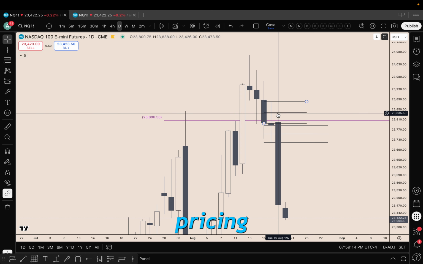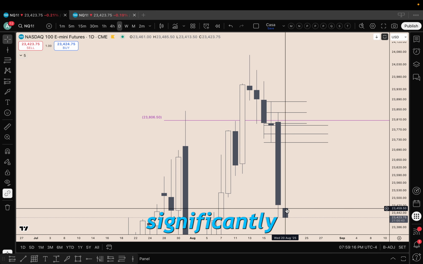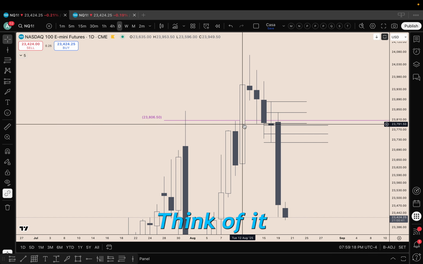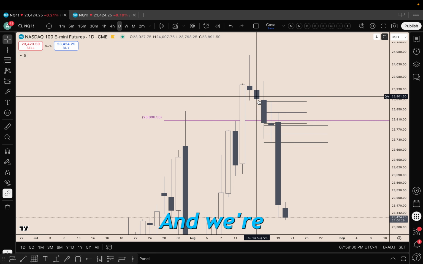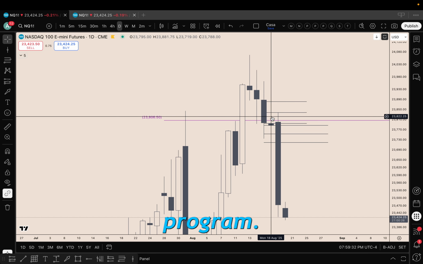But what do we do? We trade into fair pricing, and then we significantly move lower because price is free. Think of it like this. There's two programs that we're in. We're either in buy programs where price is making higher highs, or sell programs where we're making lower lows and lower highs, right? And we're shifting from a buy program to a sell program, right?